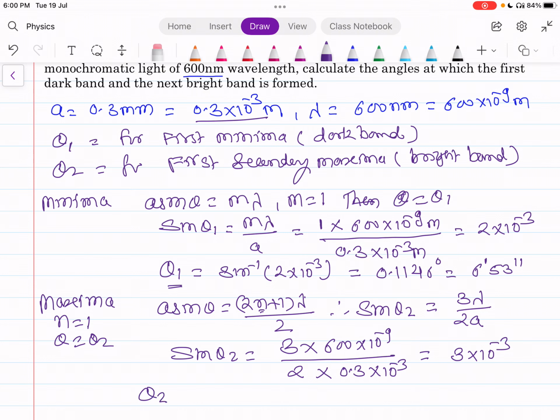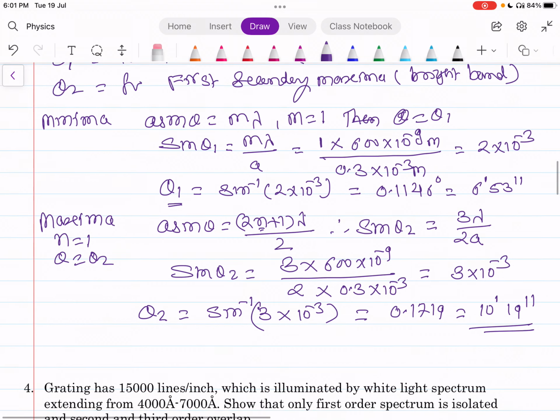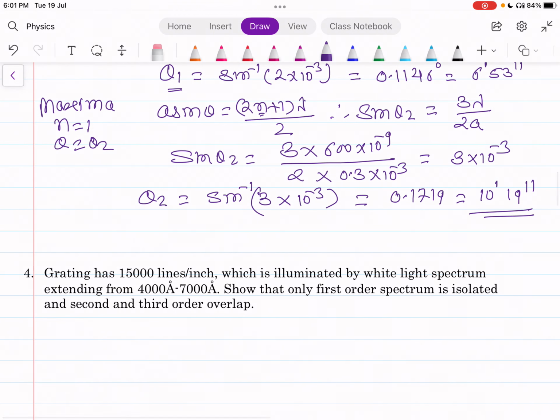Then theta 2 is equal to sine inverse of 3 into 10 raised to minus 3, and that is equal to 0.1719 degrees, which is 10 minutes 19 seconds. So that is what was asked. Then let's go to sum number 4.